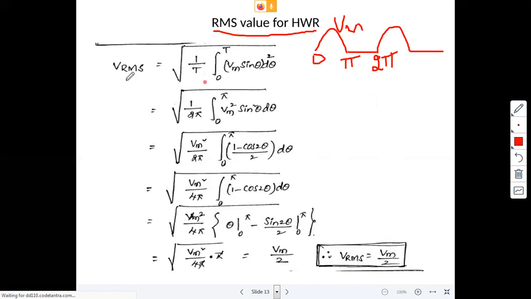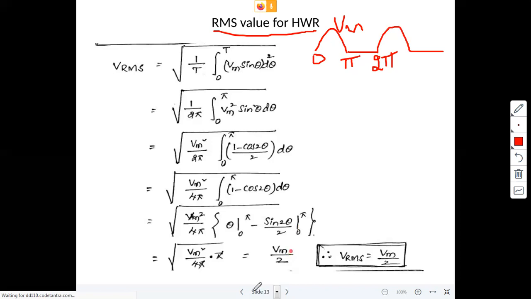Okay, now Vrms is equal to under root 1 by T, 0 to T, Vm sin theta whole square into d theta. Again, these are all the mathematical simplifications. 1 by 2 pi, 0 to pi, Vm square sin square theta. Sin square theta is equal to 1 minus cos 2 theta by 2. Okay, then after simplifying the limits, finally Vrms is equal to Vm by 2. Remember here, this is for half-wave rectifier. We are calculating the root mean square value for half-wave rectifier. Okay.